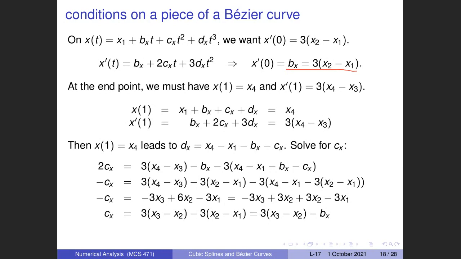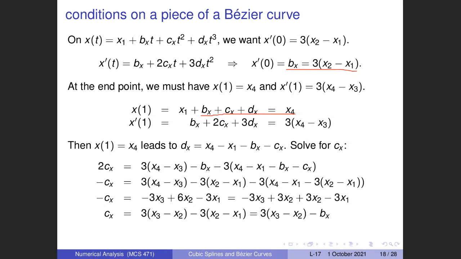So imposing the condition that at x1 we have x4 gives us an equation in dx, and we can solve for cx using what we obtained for the equation that I just underlined here. And then we also have this additional condition here. So this actually allows us to eliminate the dx, and that is done here.